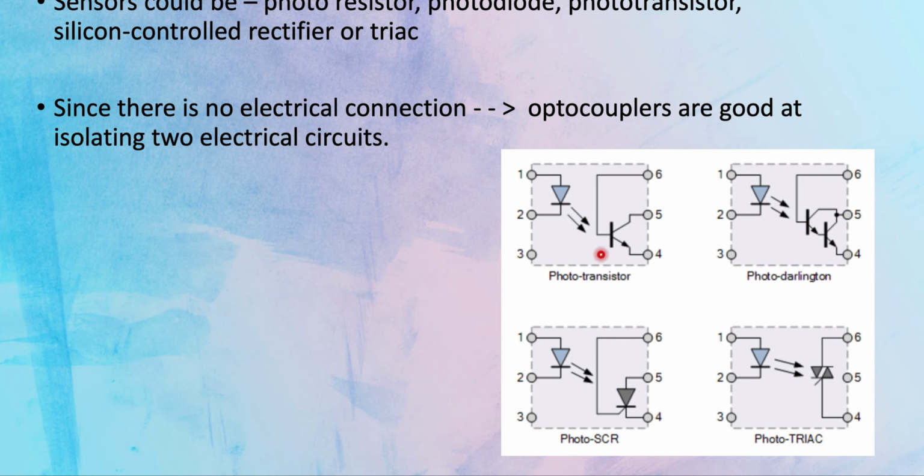We could also use a silicon control rectifier or a triac. A triac is nothing but a triode for alternating current, and these are bidirectional devices. That is, they could conduct current or generate electric current in either direction when they are being triggered and light is being sensed by them. So yeah, there are different types of transistors that could be used to sense light and emit current. Now, since there's no electrical connection between these two devices, optocouplers are good isolators of two electrical circuits.